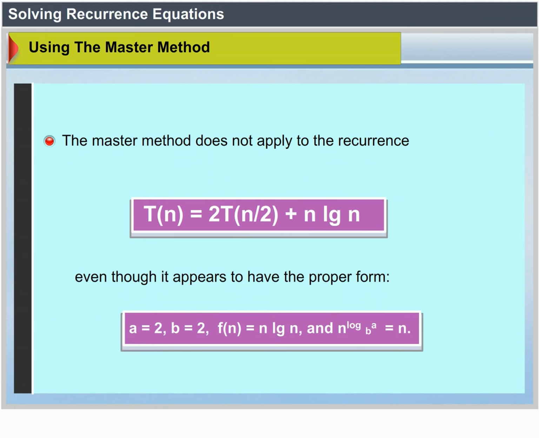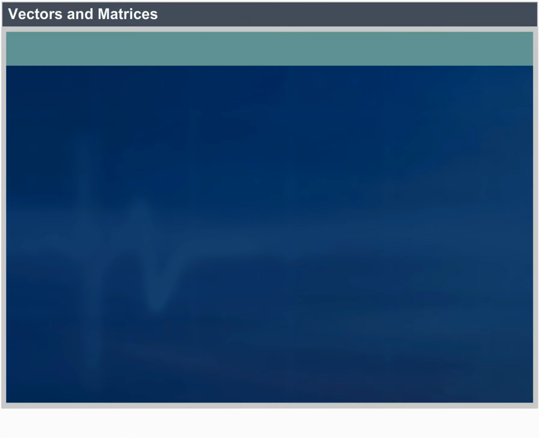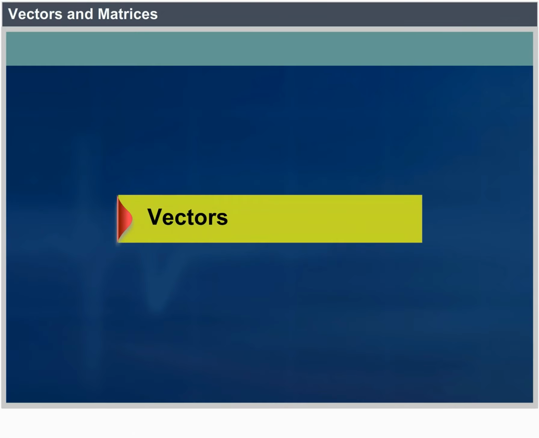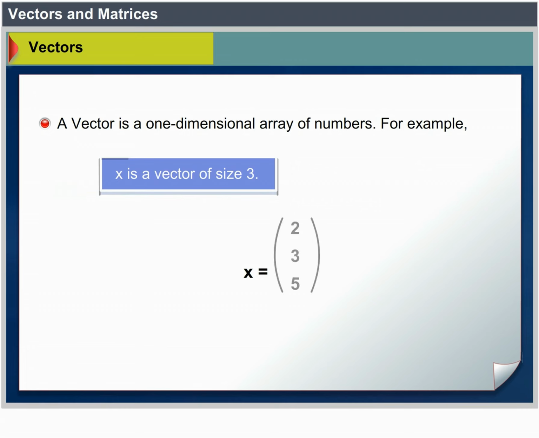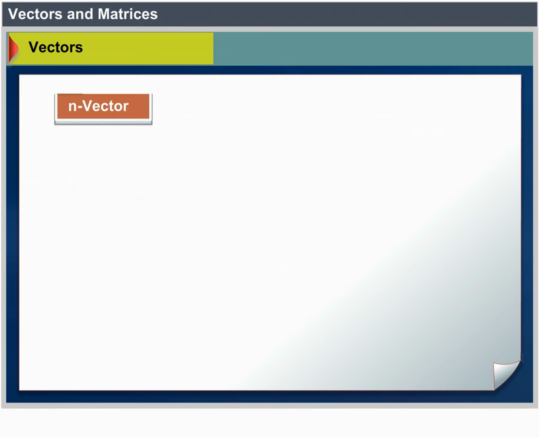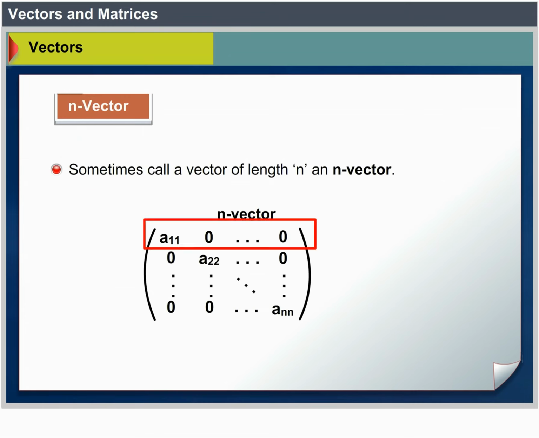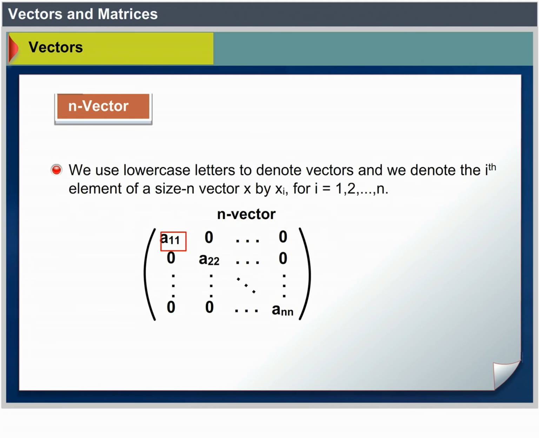Vectors and matrices. Vectors. A vector is a one-dimensional array of numbers. For example, x is a vector of size 3, shown here. It is an n-vector, sometimes called a vector of length n. We use lowercase letters to denote vectors, and we denote the ith element of a size n vector x by x_i for i = 1, 2, up to n.